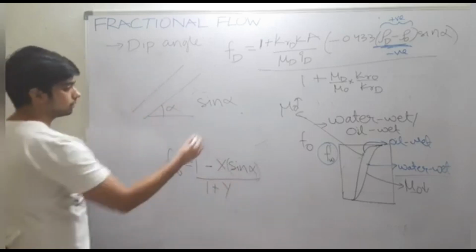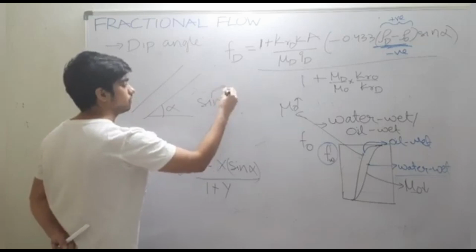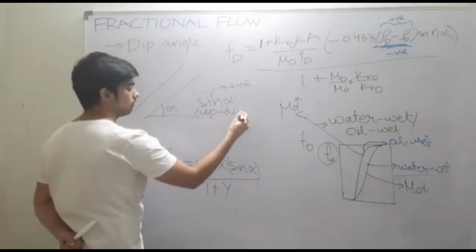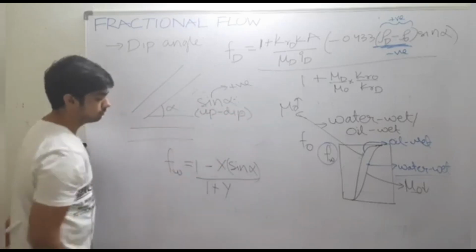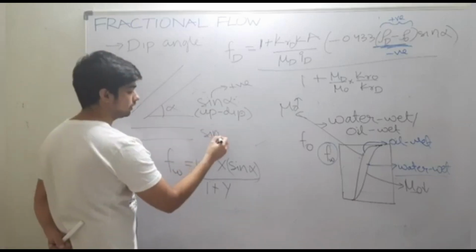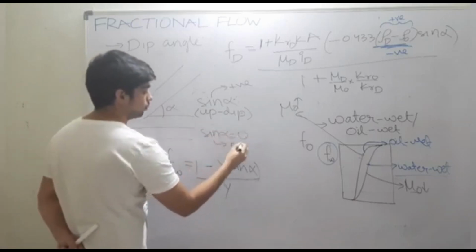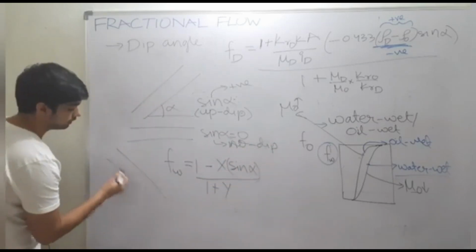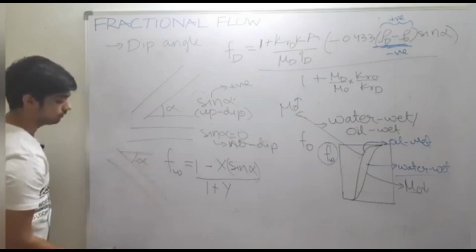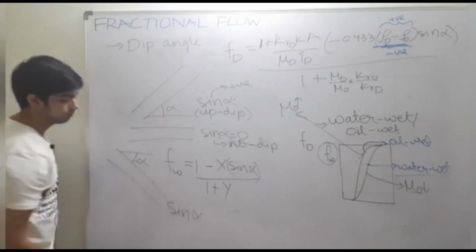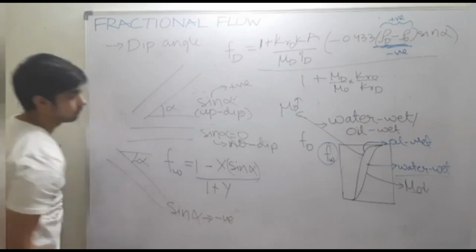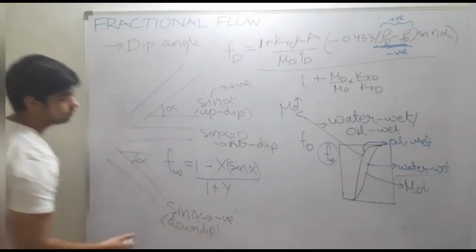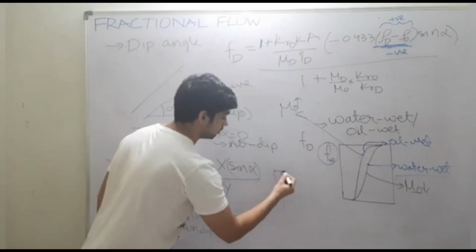In this case, sin alpha will be positive. This is also called as up dip flow. If it is straight, then alpha will be 0, sin alpha will be 0. No dip. And if it is in this direction, alpha will be negative and sin alpha will also be negative. And this is also referred as down dip. Now if we visualize all these flow with the help of one diagram.